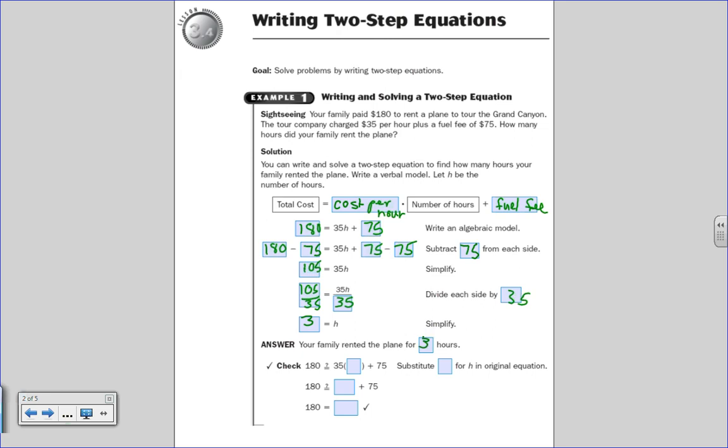Alright. Always got to check these. So we're going to plug our answer in. Substitute 3 for h. Multiply first. 3 times 35. Let's go off to the side and do that. Make sure we didn't make a mistake. 5 times 3, 15. We get 10, 105. 105 plus 75. That is 180. So life is good. So let's go to the next page.